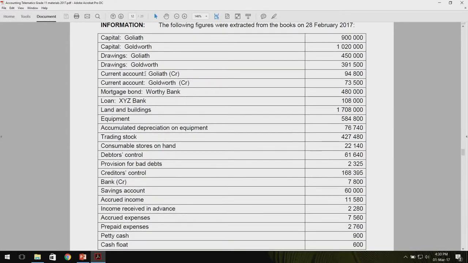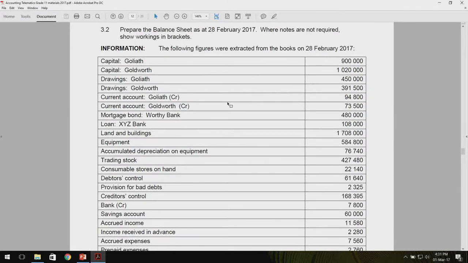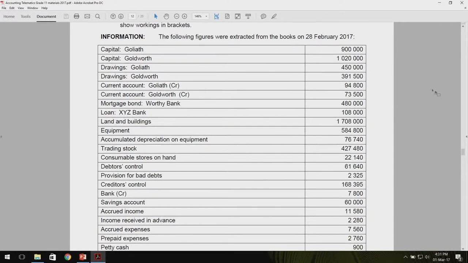So we're not going to look at capital now, but we're definitely going to look at current account. Here we find the balances for the current account, and these are opening balances. Your current account balances are never closing balances. They're opening balances because we haven't drawn up these accounts yet. So we're going to put that into your current account note. That is the only information we need for the current account note for now.